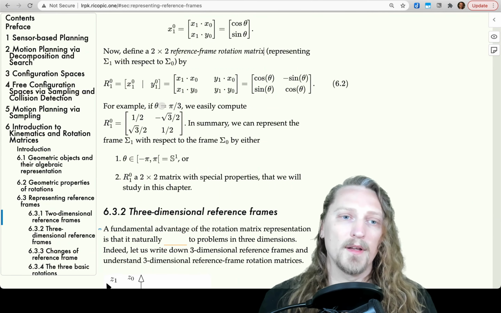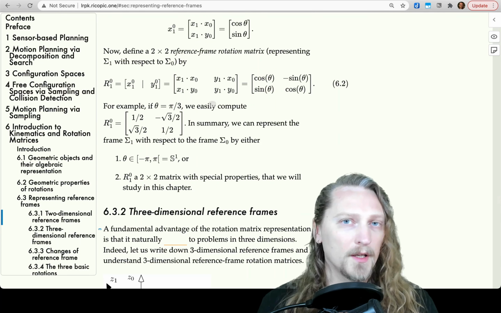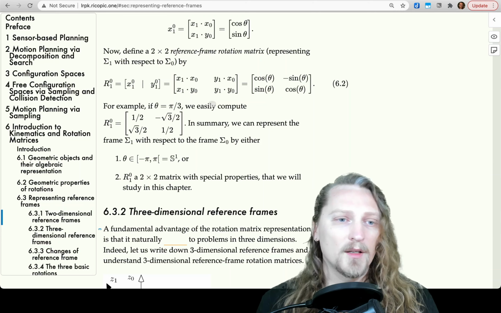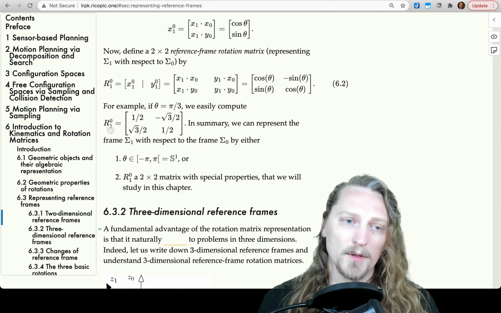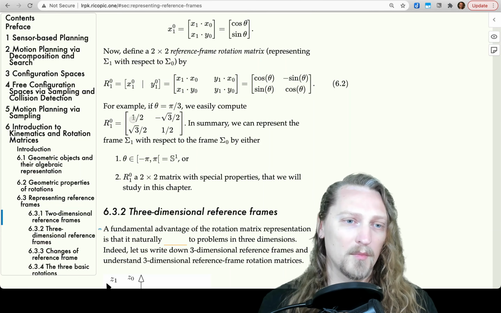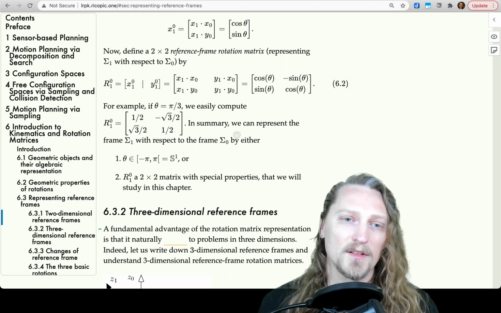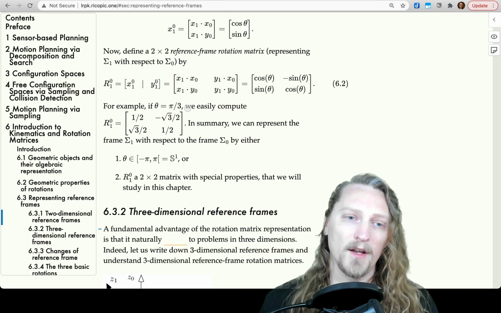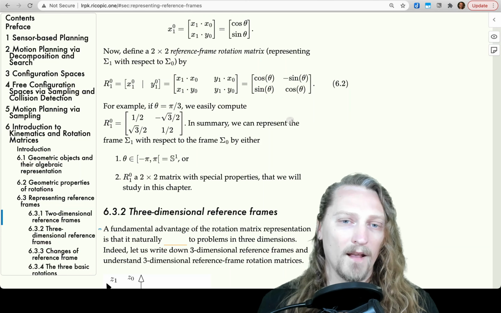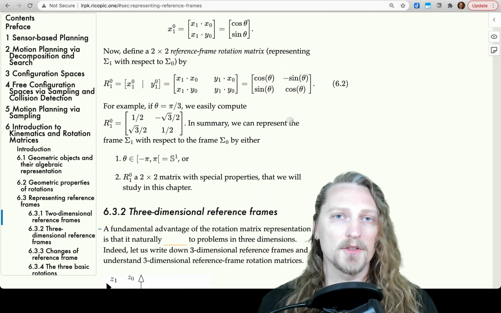For example, if theta is equal to pi over 3, like a 60-degree turn, we easily compute that if we were to express the rotation matrix in the sigma 0 reference frame, this would be the matrix. We simply have plugged in theta equals pi over 3 into this expression and evaluated the trig functions.